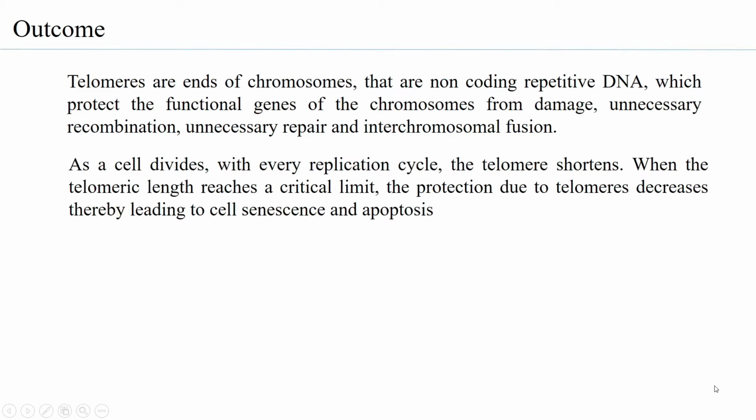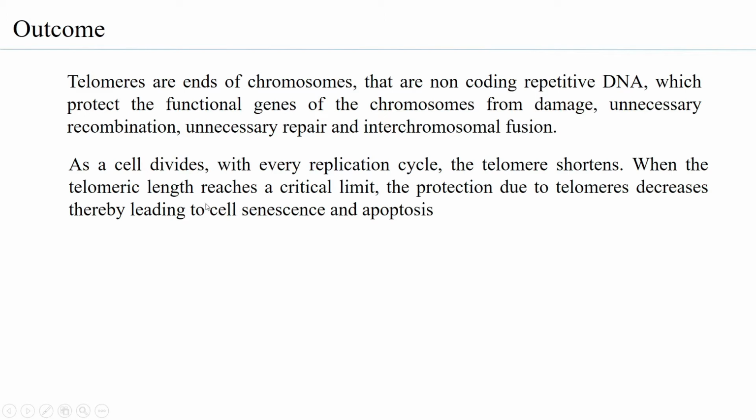As a cell divides with every replication cycle, the telomere shortens. This is because of a typical problem that is associated with termination of replication in eukaryotic DNA because they are linear DNA. So it has been observed that the ends of the lagging strand are never filled up, and hence one of the strands of that daughter DNA becomes shorter. So with every cycle, the end will become more and more short.